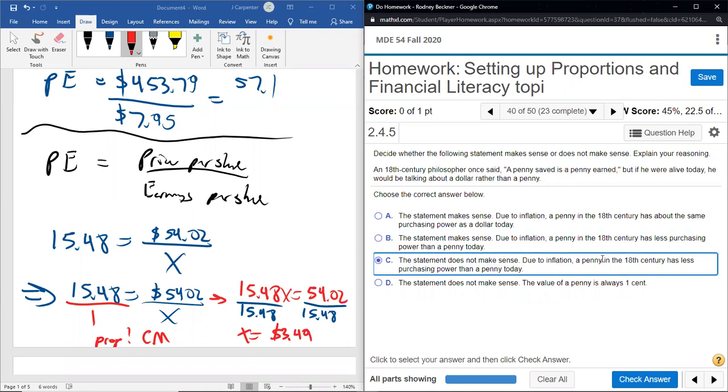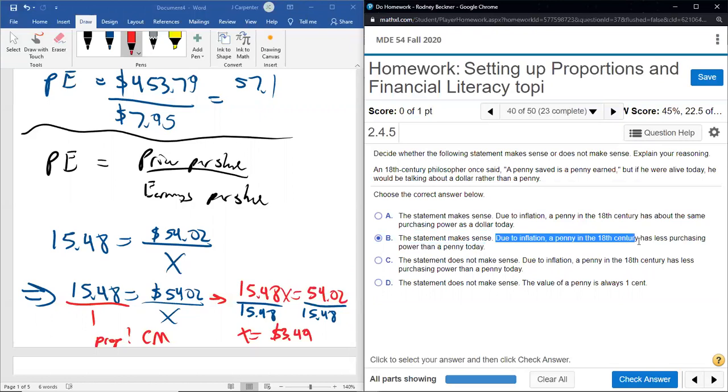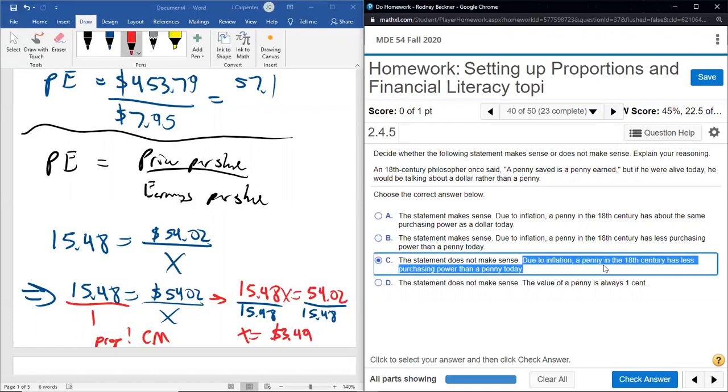Let's think about that. And also let's think about the purchasing power. It's not saying the purchasing power in the 20th century. It says it in the 18th century. So that penny in the 18th century got you a loaf of bread. The penny now gets you nothing. So let's go back and read that again. Due to inflation, a penny has less purchasing power than a penny today? No, it actually has more. So this statement is flip-flopped. Due to inflation, a penny in the 18th century should have more purchasing power than a penny does today. So those statements are actually very wrong.